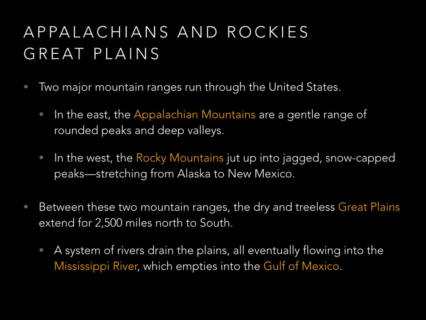Appalachians and Rockies, Great Plains. Two major mountain ranges run through the United States. In the east, there's the Appalachian Mountains. The Appalachians are a gentle range of rounded peaks and deep valleys. In the west are the Rocky Mountains, and they jut up into jagged, snow-capped peaks, stretching all the way from Alaska to New Mexico. Between these two mountain ranges is the dry and treeless Great Plains. They extend for 2,500 miles north to south.